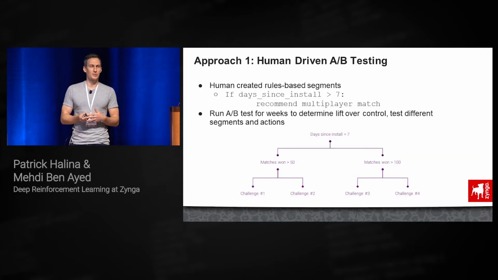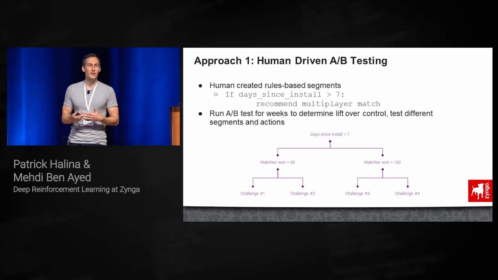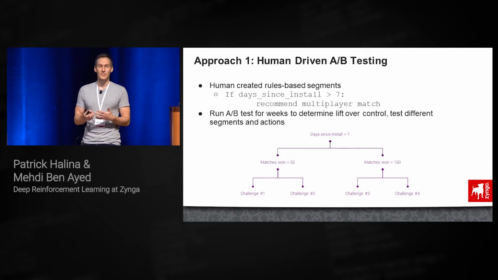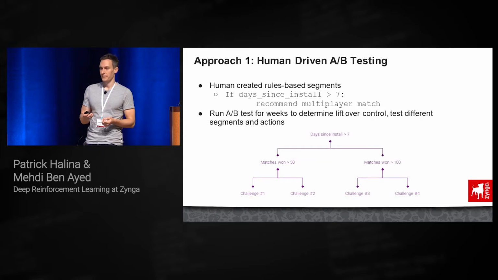And we've had a lot of success with this using this first approach, which is human-driven, rules-based segmentation. So one of our PMs will come up with a rule, and in this example, we have something like if someone's installed the game more than 7 days ago, we'll recommend a multiplayer match. So this kind of boils down into a big decision tree. You're segmenting all of your users into one of these segments, and then you assign an action to them. And then you can do A/B tests to try out different types of rules or to compare them to a control to see if you get a lift.